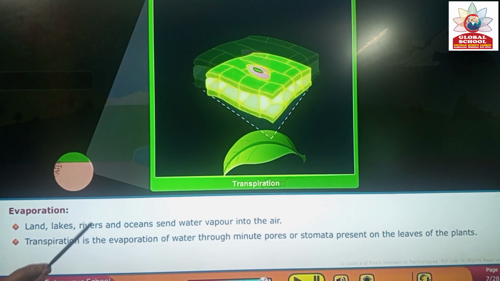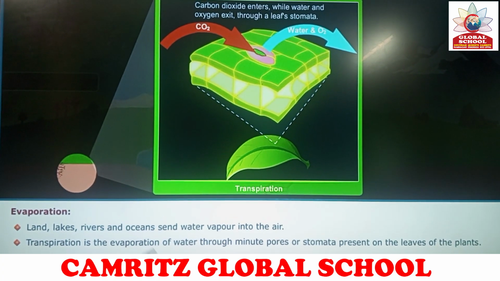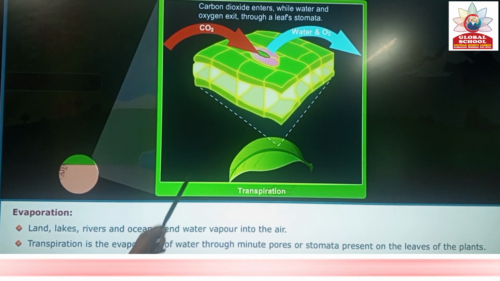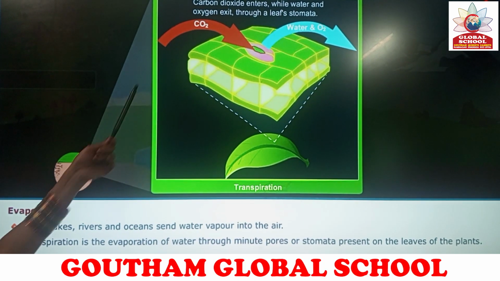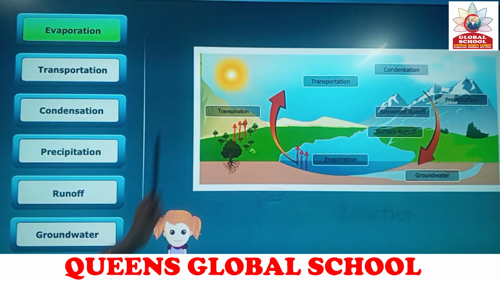Transpiration is the evaporation of water through minute pores, or stomata, present on the leaves of plants. Here carbon dioxide enters, while water and oxygen exit through a leaf stomata.